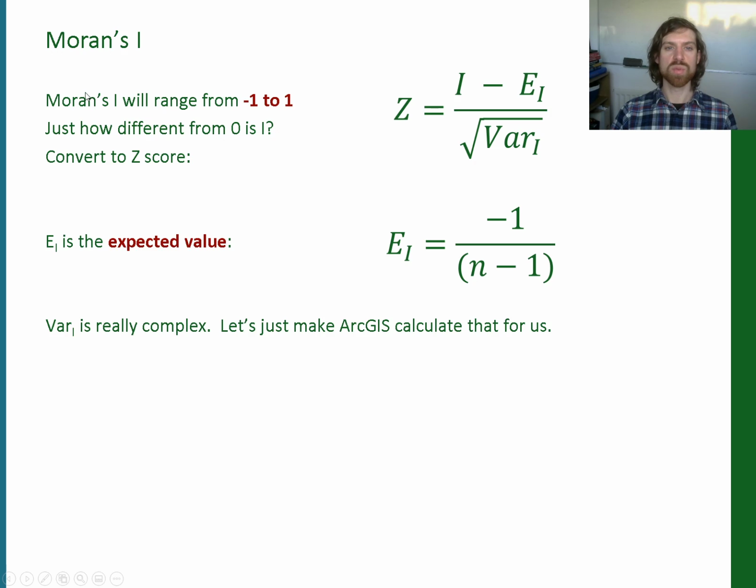So what we need to do once we get I is to basically get the z-score. The way that we do that is by using this equation up here. Moran's I will range from -1 to 1, as we mentioned before, and we can use that in the numerator to get the z. But we also need to get this E(I) score here, and E(I) is the expected value. To get that, we basically need the number of samples in the data set minus 1, so the degrees of freedom, and we need to divide -1 by that value, and that gives us the expected value.